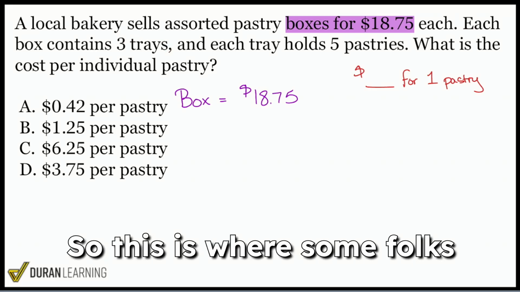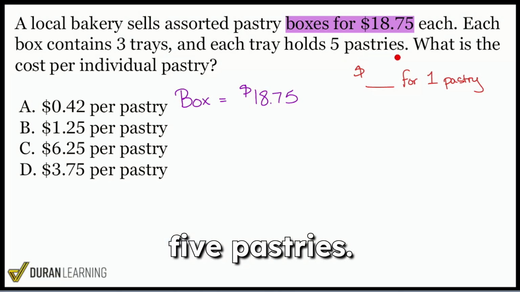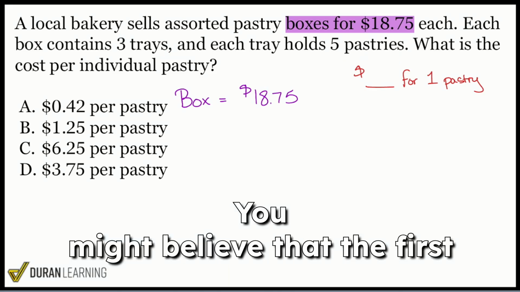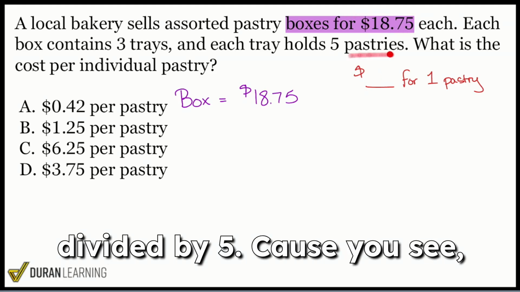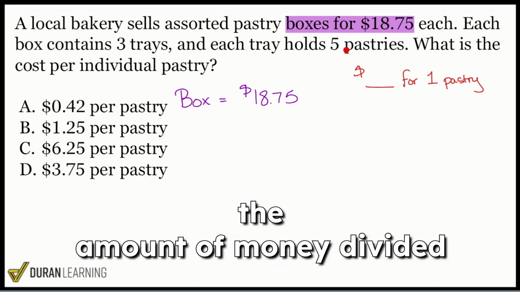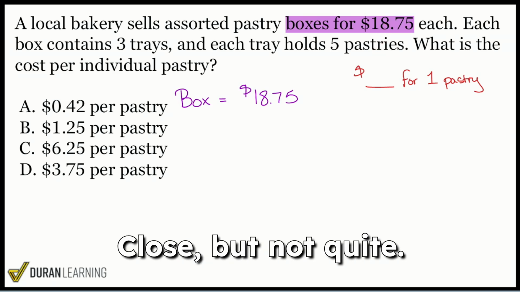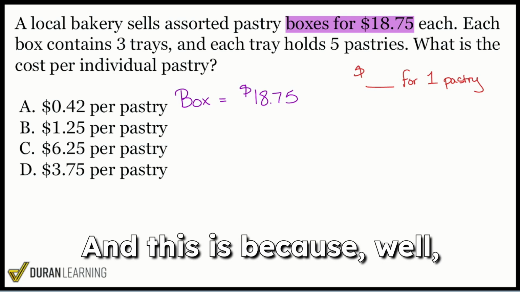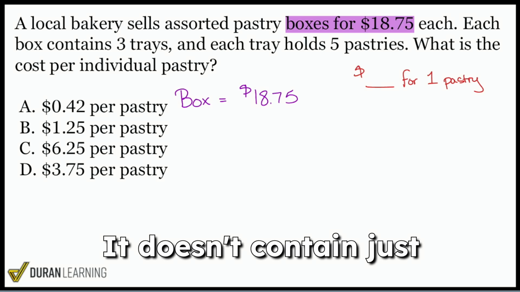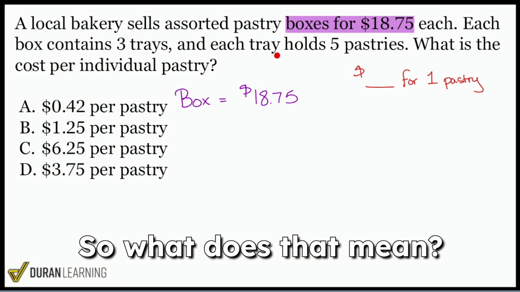This is where some folks might get confused. Some folks might immediately think, okay, we got 3 trays and 5 pastries. You might believe that the first thing you need to do is $18.75 divided by 5, because you see the amount of money divided by the number of pastries gives the cost per pastry. Close, but not quite, my party people. It doesn't contain just 5 pastries. That's how much one tray holds.